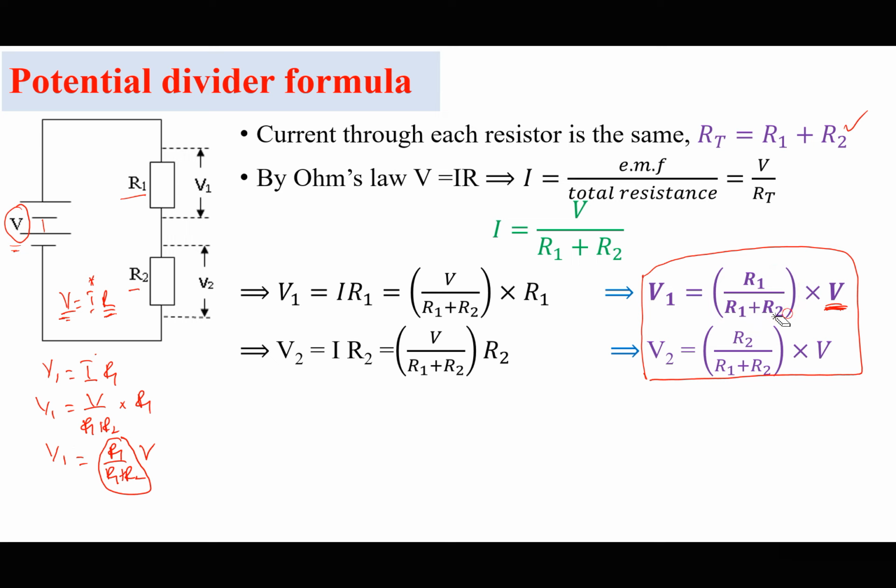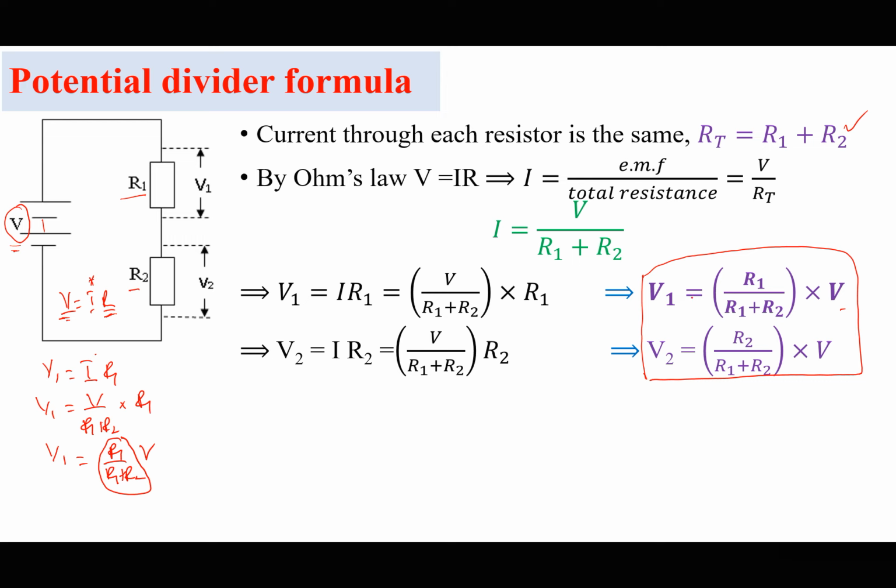So if I want to find the potential across a given resistor, I can get that resistor divided by total resistance, times the voltage supply, as long as the resistors are in series. And I'm saying this is the potential divider formula.